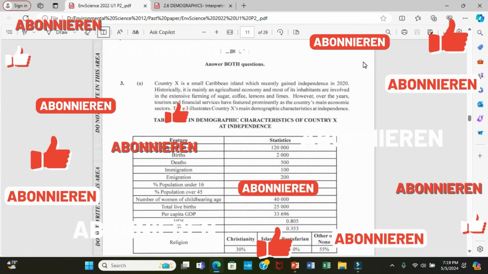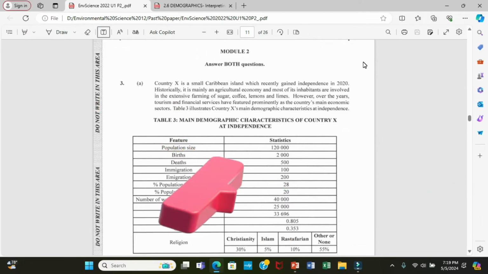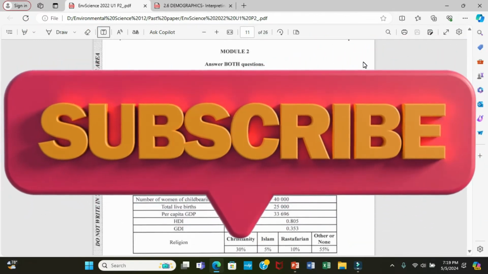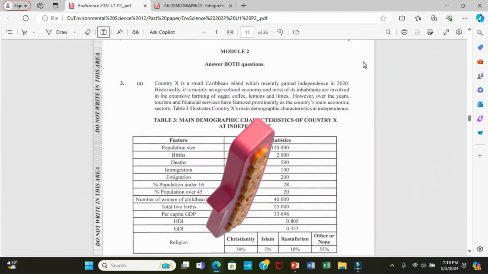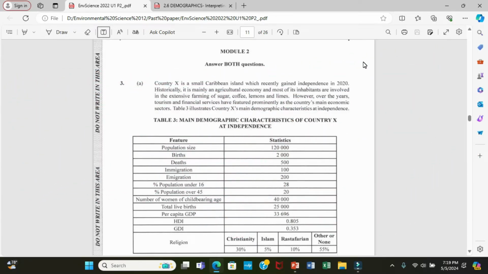Now this is module 2 of the 2022 past paper, Environmental Science Paper 2. All right. So we're going to start at question 3, which is the first question of module 2. Now I'm going to read the question.